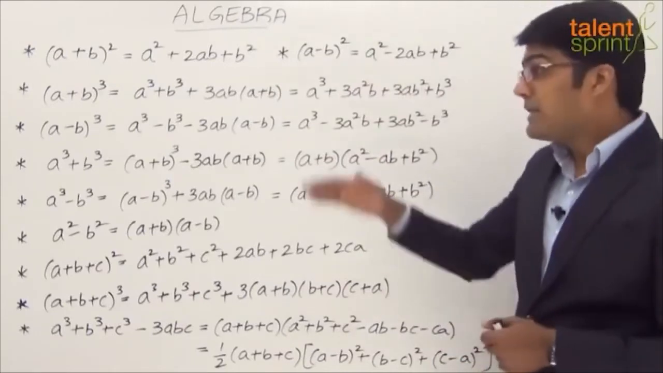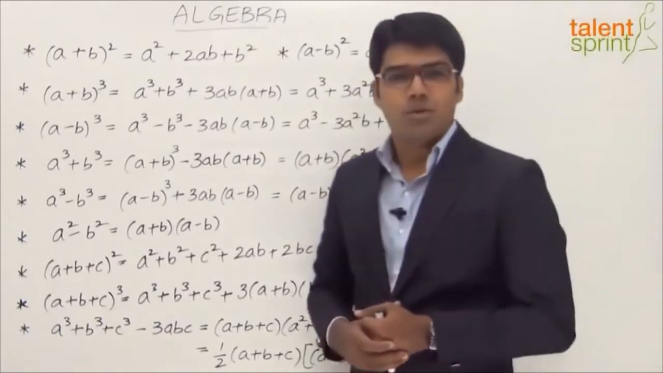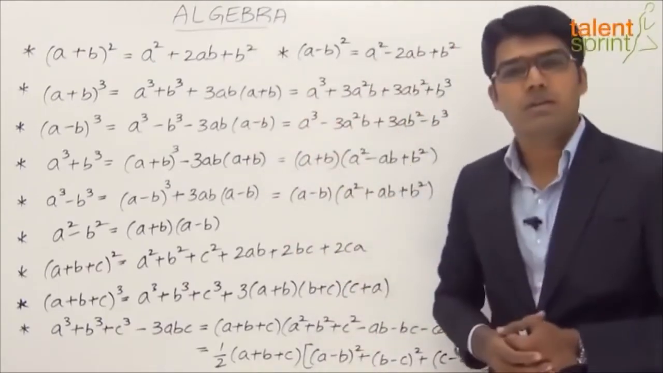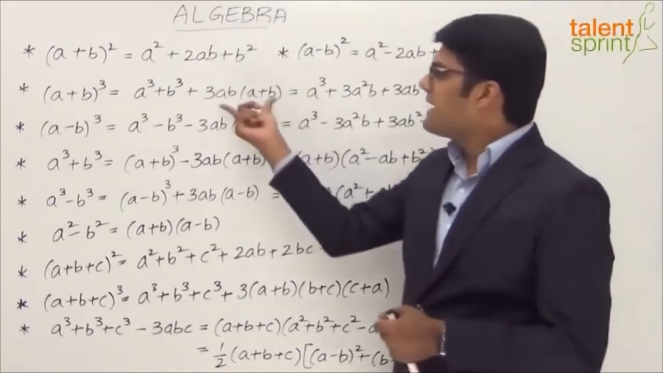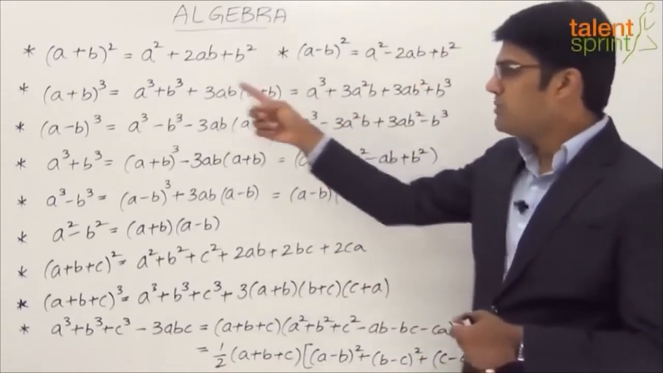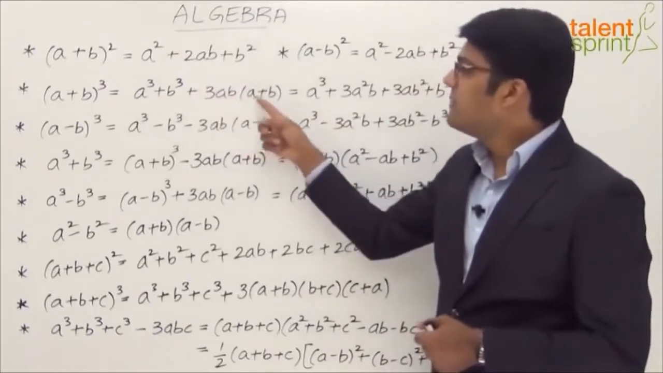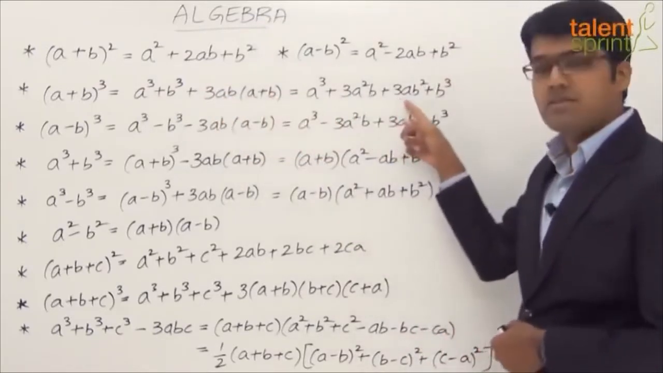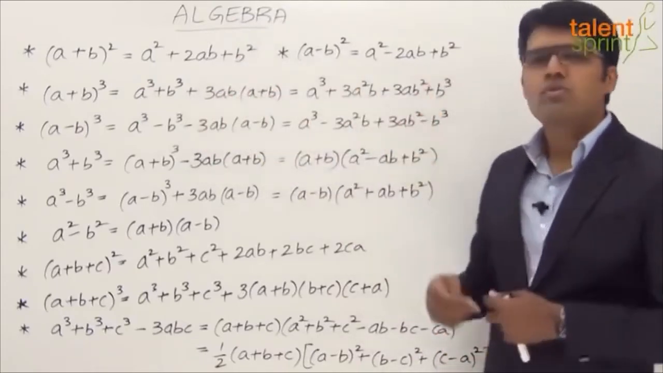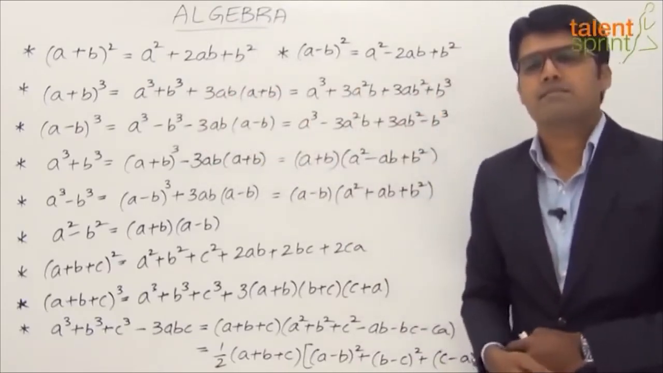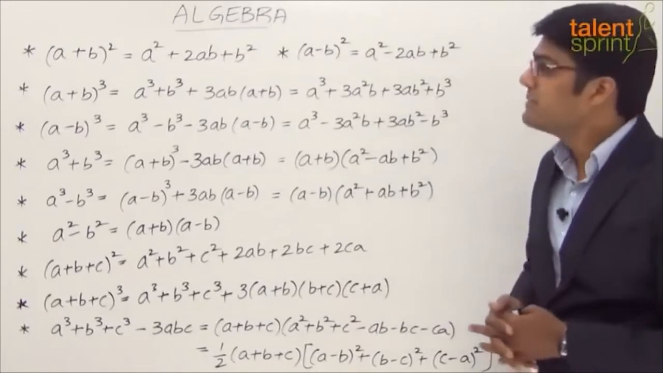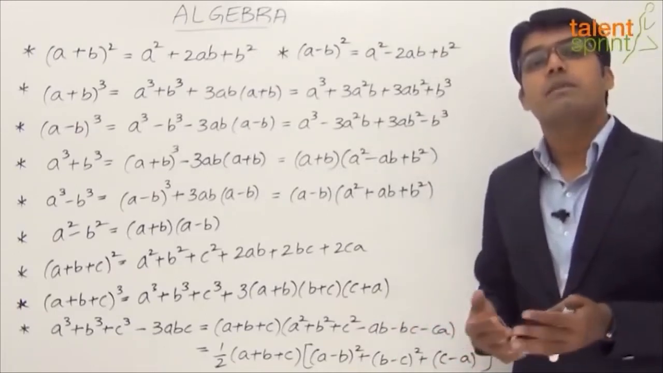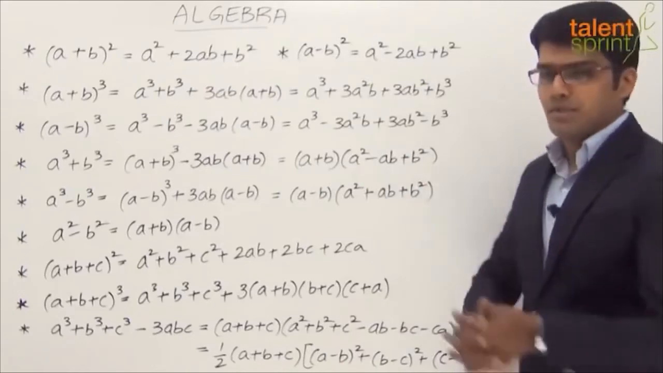Alright? And now the next one, that is a plus b the whole cube. What is it? A cube plus b cube plus 3ab into a plus b. And if we simplify this part, we get a cube as it is, then 3ab into a is 3a squared b, 3ab into b is 3ab squared plus b cube. So there are two ways of looking at it. A plus b whole cube can be taken as a cube plus b cube plus 3ab into a plus b, or a cube plus 3a square b plus 3ab square plus b cube.